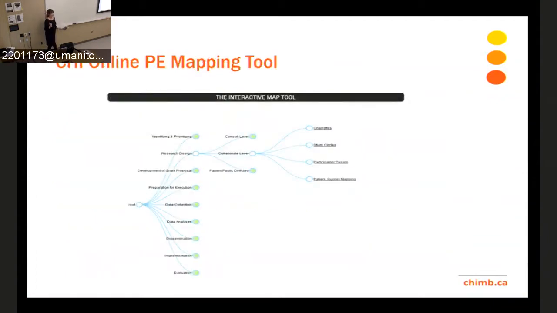We have a little online patient engagement map. It's a tool that's online and free that you can access at our Center for Healthcare Innovation website, and it will allow you to look at every phase and stage of the research process, then decide what level you want to engage, and then choose different types of participatory approaches that might be interesting to you. You can click on the participatory approach and it brings up a bunch of resources.